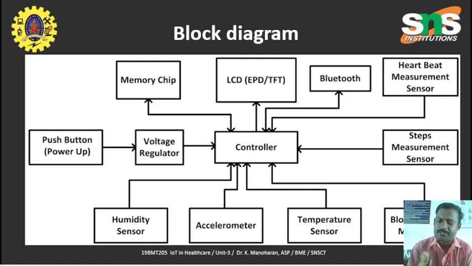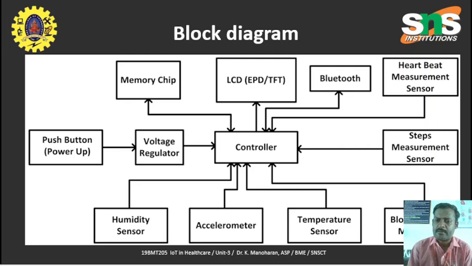We can fix some threshold voltage. Once the voltage is greater than the threshold, it gives an indication as 1. So normally we prefer to use an analog interface for these sensors. We also need to use signal conditioning. So the heartbeat sensor is interfaced with the microcontroller only through signal conditioning. Look at this second sensor, the steps measurement sensor. It measures how many steps you are moving.